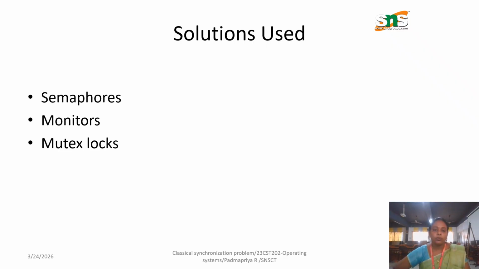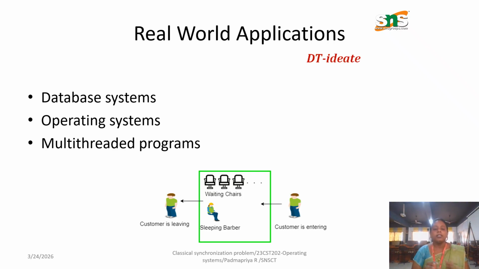So the solutions we are going to use to solve the dining philosopher, producer consumer, and readers writers problems are semaphores, monitors, and mutex locks. And the real world applications of the classical problems are database systems, operating systems, and multi-threaded programs.